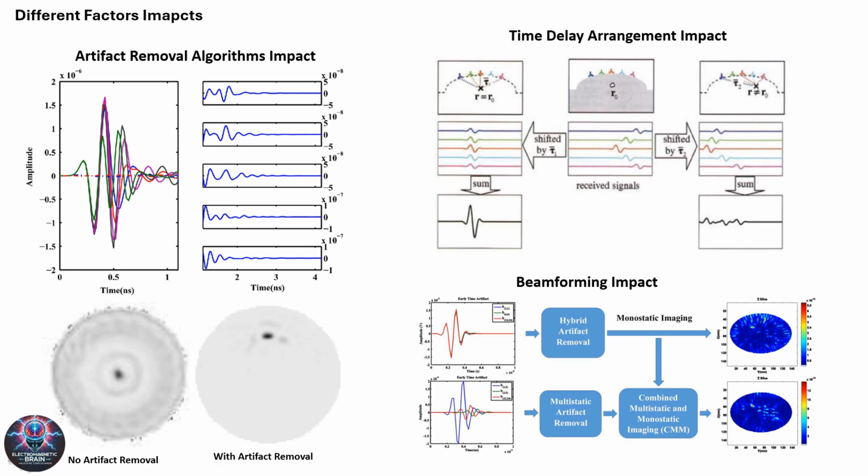Overall, the slide presents a complete workflow for improving signal and image quality in a radar or microwave imaging system. By comparing raw signals and images before and after artifact removal, it highlights the critical role that signal processing plays in enhancing the visibility of objects within the scanned medium. Techniques such as beamforming, hybrid artifact removal, and combined multistatic and monostatic imaging are essential for reducing noise and clutter, ensuring that the final images are as clear and accurate as possible.